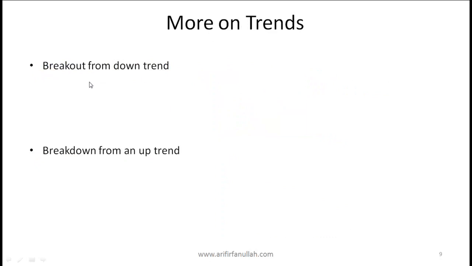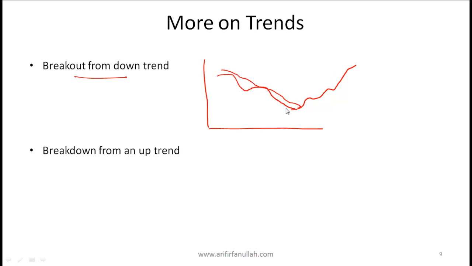What is a breakout from a downtrend? Let's again draw that simple downtrend. If you have a stock that is trending downwards, a breakout means that the downtrend stops and then the stock starts moving upwards. So we had a downtrend and then roughly at this point we broke out of the downtrend and started moving upwards. So at this point we broke out of the downtrend.